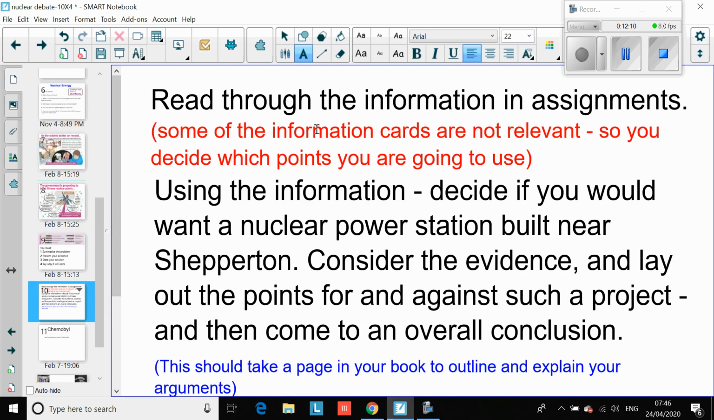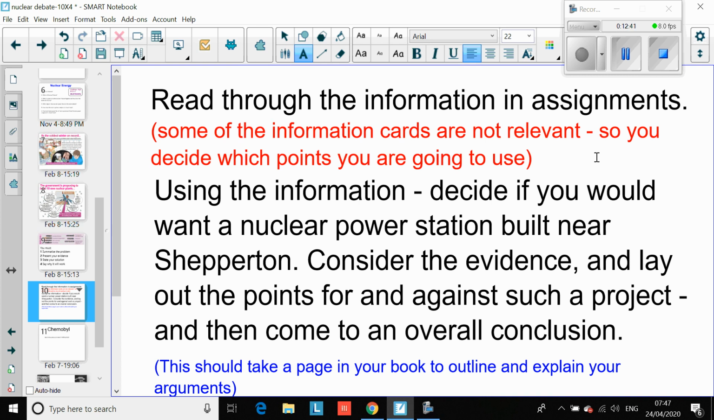So what I want you to do is read through the information in assignments, and some of the information cards are not relevant, so you need to decide which points you are going to use. So, using the information, decide if you would want a nuclear power station built near Shepperton. Consider the evidence and lay out the points for and against such a project, and then come to an overall conclusion. So this should take about a page in your book to outline and explain your arguments.